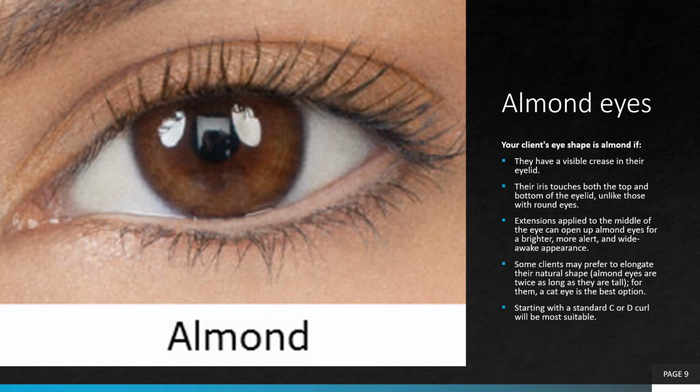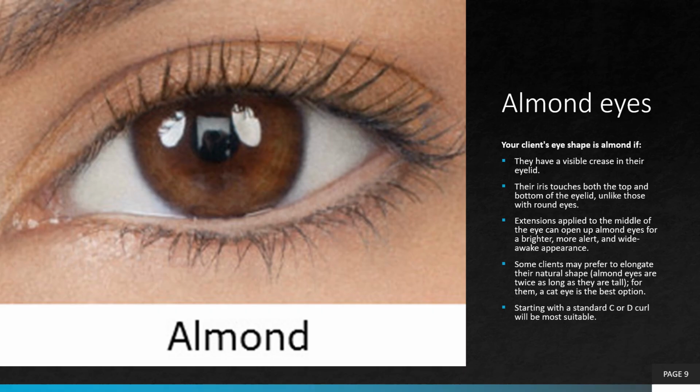When working with clients who have almond eyes, there are a few key characteristics to identify this eye shape. Almond eyes usually have a visible crease in the eyelid, and the iris touches both the top and the bottom of the eyelid, which differentiates them from round eyes.